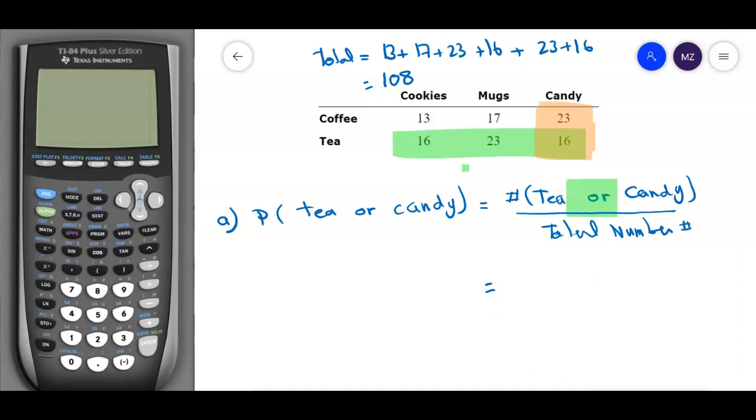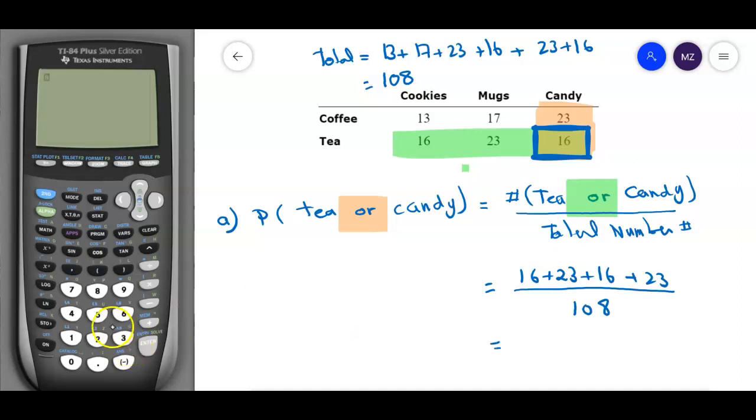Now, the only issue with the or, be careful: do not count this number twice. Every number is counted only once. Do not count the 16 twice. So in that case, this will be 16 plus 23 plus 16 again plus 23 again, divided by 108.